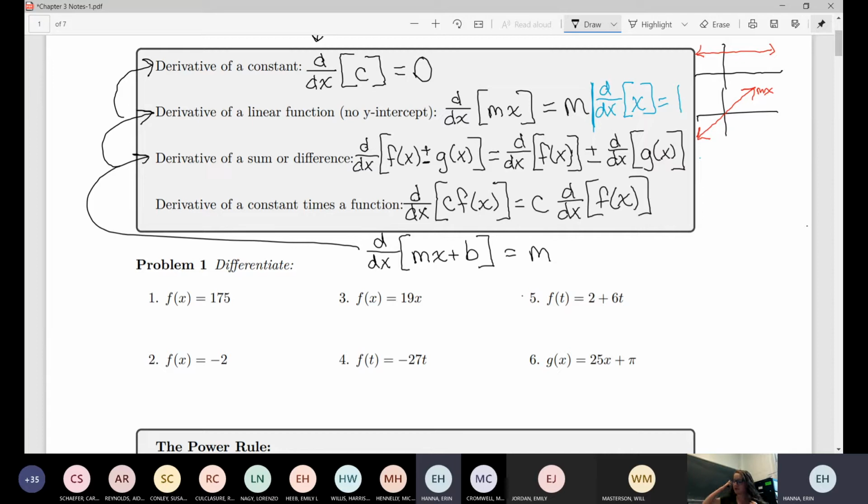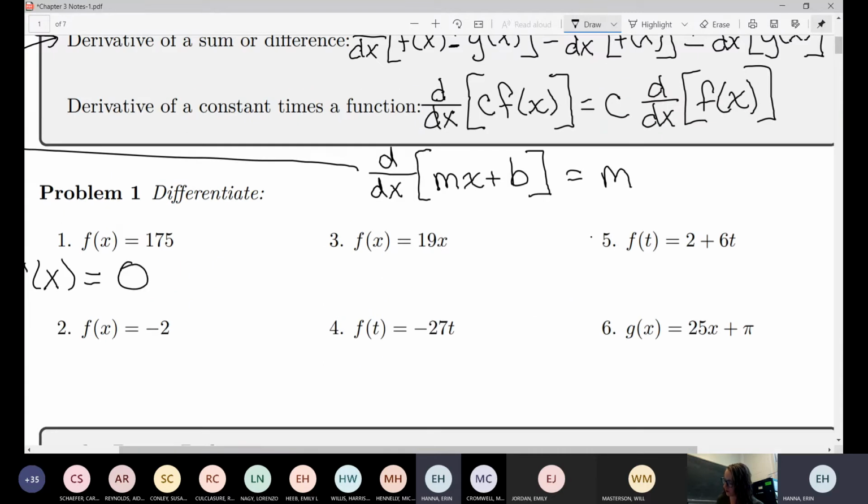But anyway, so let's try to differentiate these functions, so essentially find the derivative. If I want to find the derivative of the function that's just equal to 175, 175 is just a number. There's no x there. There's no variable anywhere. It's just a number, and a number by itself is a constant.